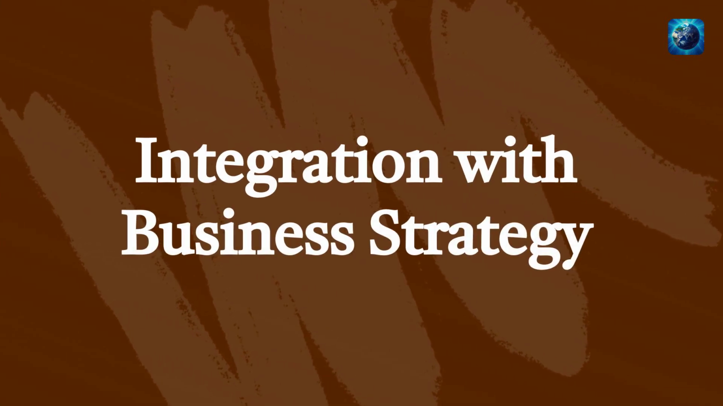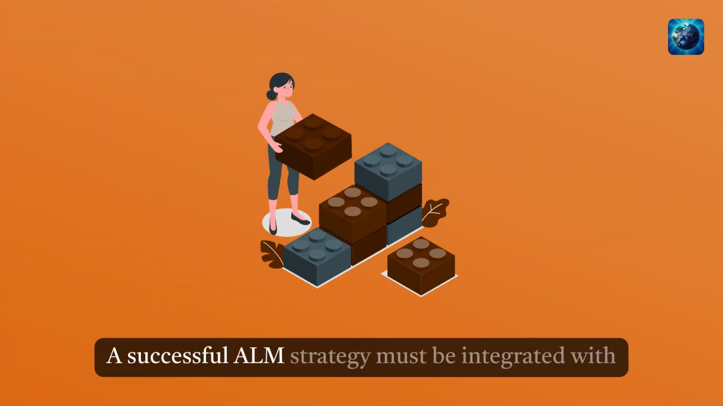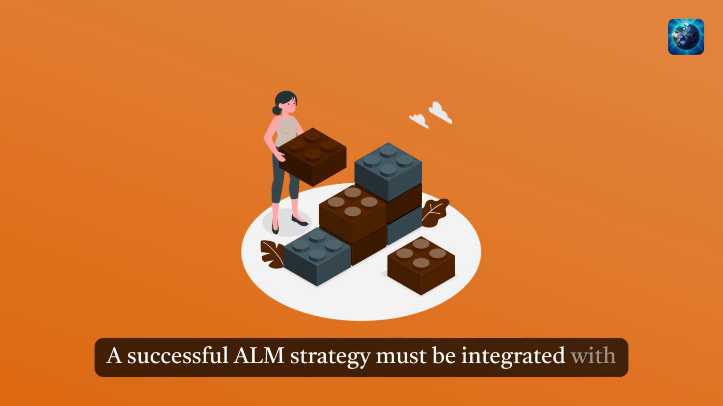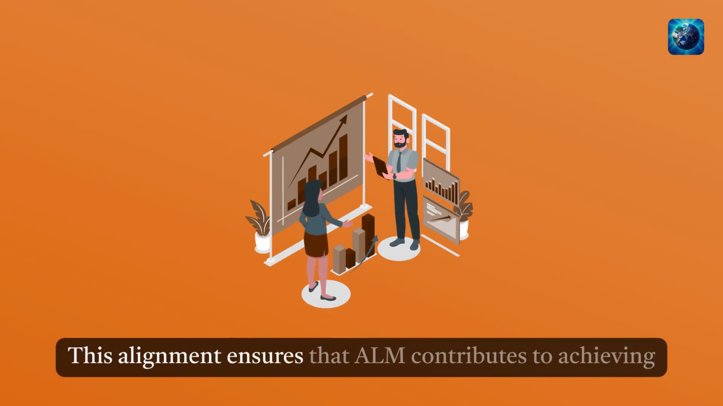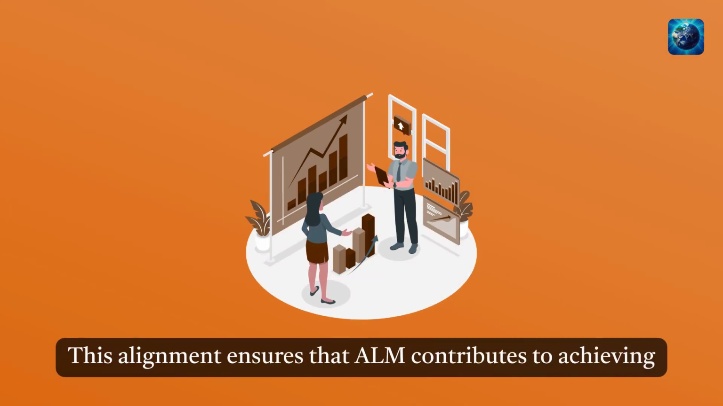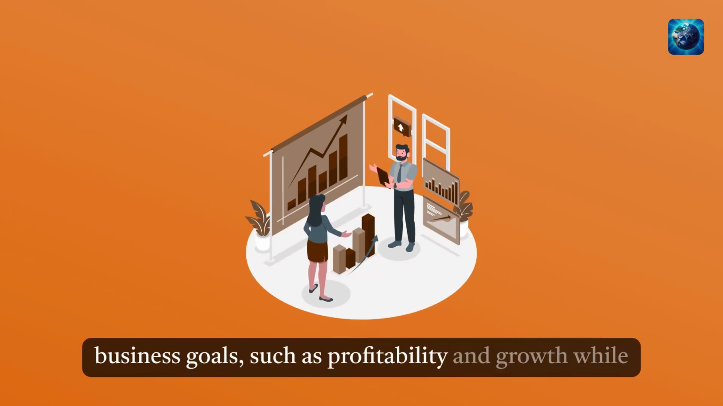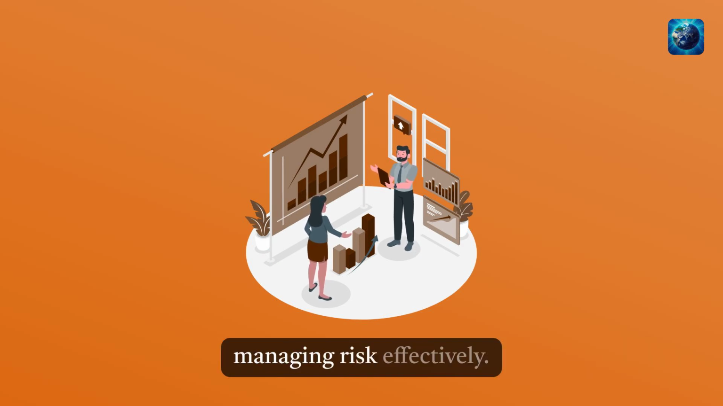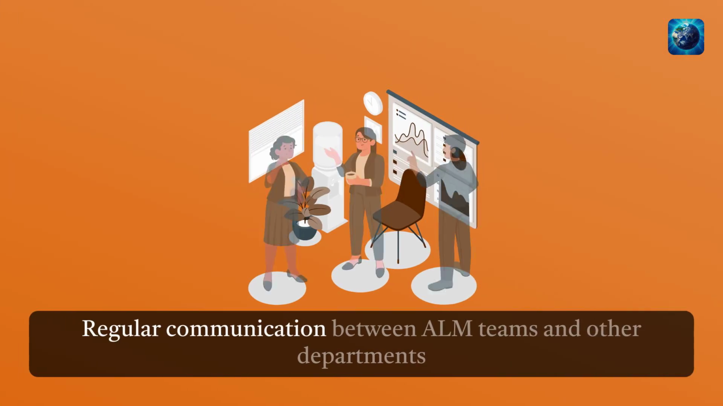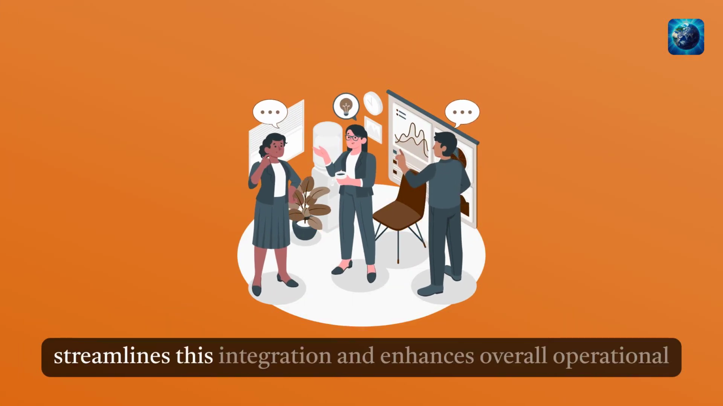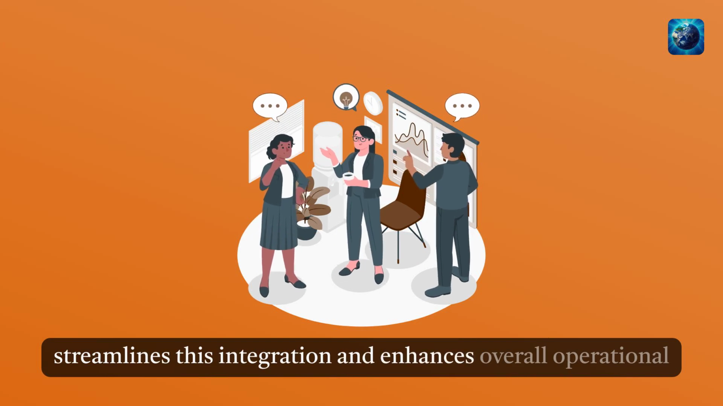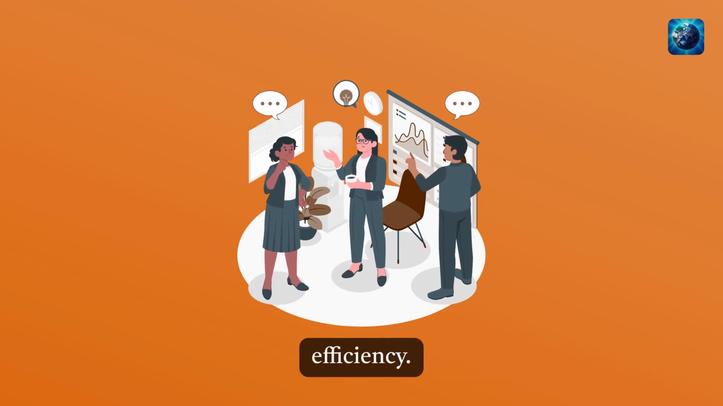Integration with business strategy. A successful ALM strategy must be integrated with the organization's broader business strategy. This alignment ensures that ALM contributes to achieving business goals, such as profitability and growth, while managing risk effectively. Regular communication between ALM teams and other departments streamlines this integration and enhances overall operational efficiency.